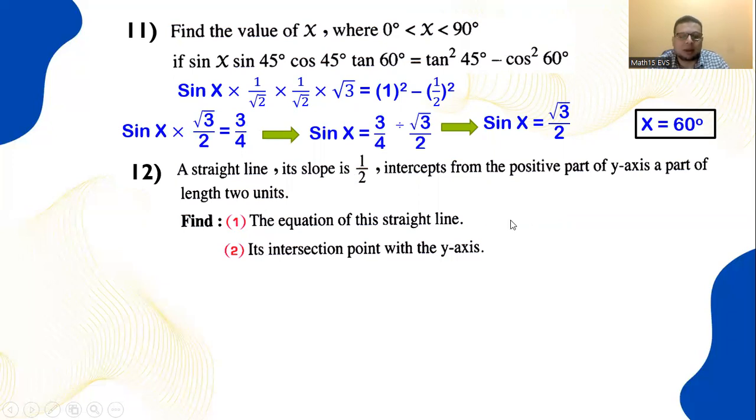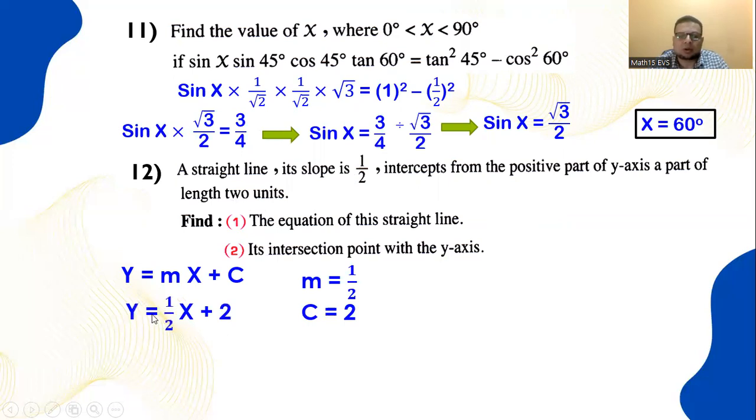y equals mx plus c. m is half, c is positive 2. So y equals mx plus c, m is half, c is 2. So remove m and remove c, put half and 2. You will get the equation. This is number 1.